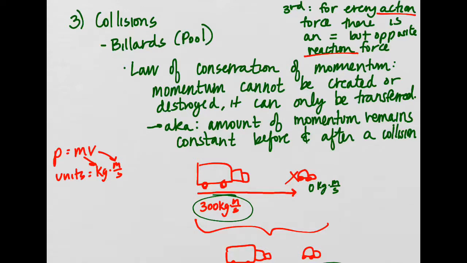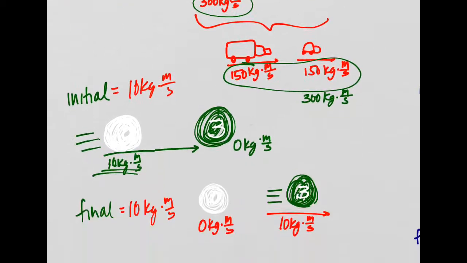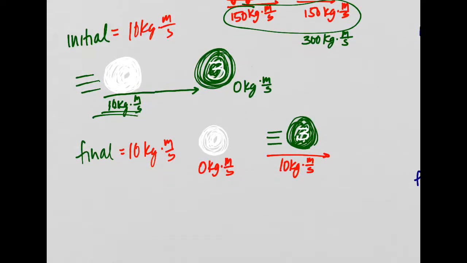So we have this thing called the law of conservation of momentum, which cannot be true if Newton's third law isn't true. The law of conservation of momentum states that momentum can't be created or destroyed. It can only be transferred. Another way of thinking about this is that the amount of momentum remains constant before and after a collision. So let's look at our cue ball example here.